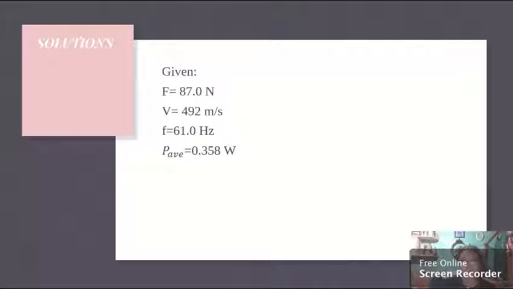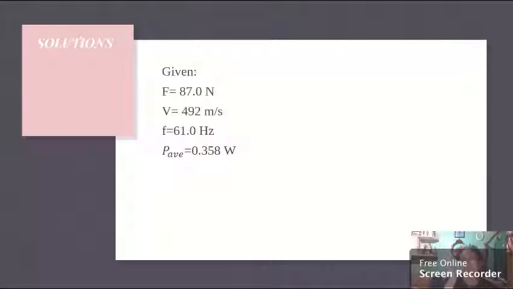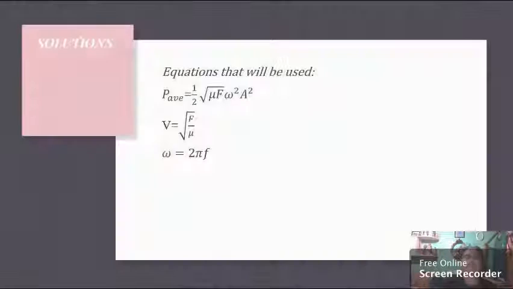So first things first, we need to identify the given. So we are given F, the force or the tension, which is 87 newtons. We are given a V, which is 492 meters per second, a frequency of 61 hertz, and a P average of 0.358.